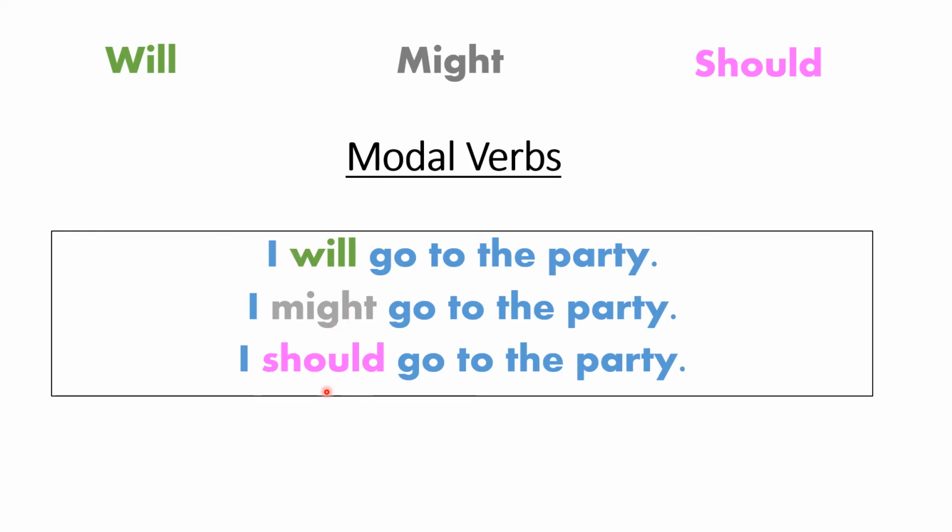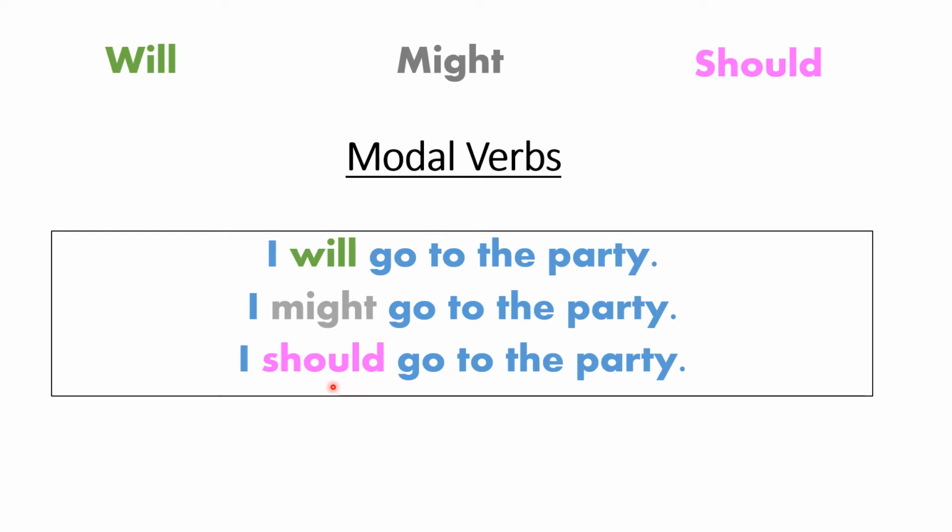Sentence 3 I think is interesting, and like so much of what we look at in English language, it holds a great deal of subtext as well. The use of the modal verb here, I should go to the party, implies that the person can go, but perhaps they don't want to, but they feel maybe obligated to go.